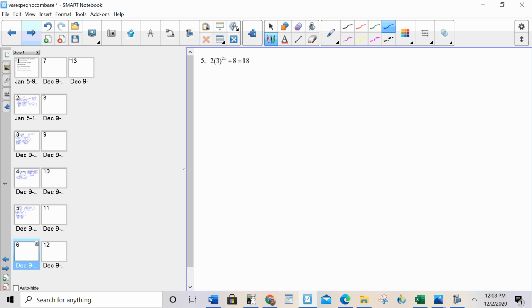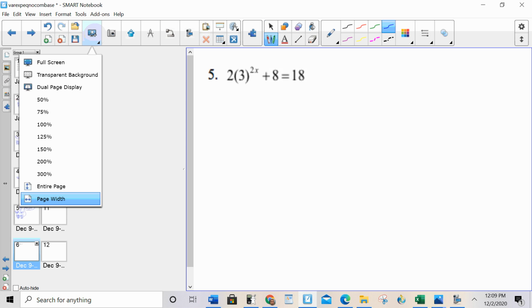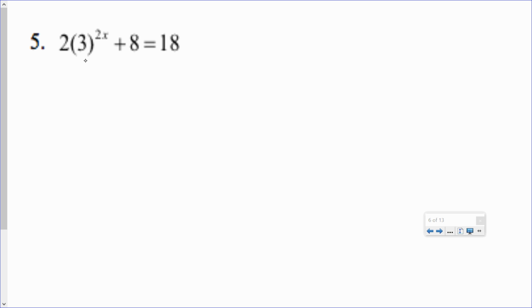So, number 5, my first step is to isolate the base. Is my base isolated? No. What's being risen to that 2x power? Well, just 3 is. So I need to get the 3 to the 2x by itself.